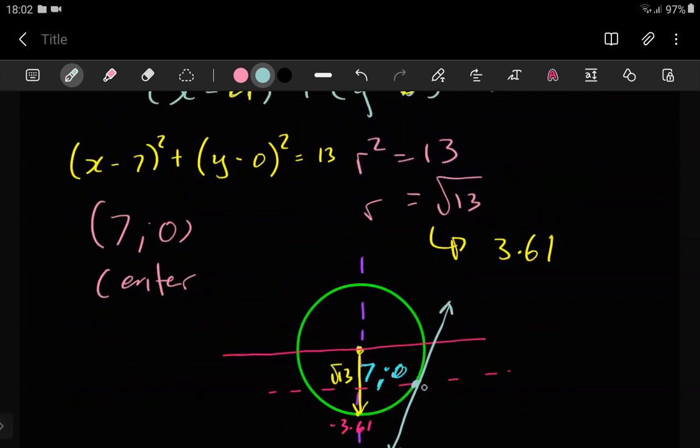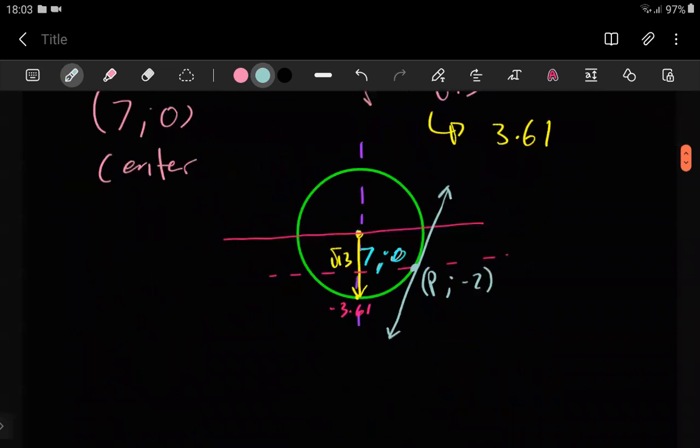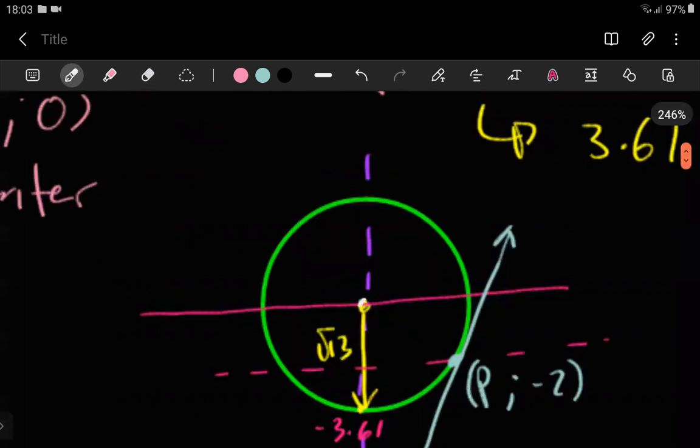So what we now know is that there's a p value here and a y value of -2. So the tangent touches the circle here. Now this is where getting the equation of a tangent comes in, because it's basically a method that you use, and the method is not difficult. Anytime you need to get the tangent to a circle, you need two things. Firstly the center of the circle, and secondly a point of contact, which is somewhere here.